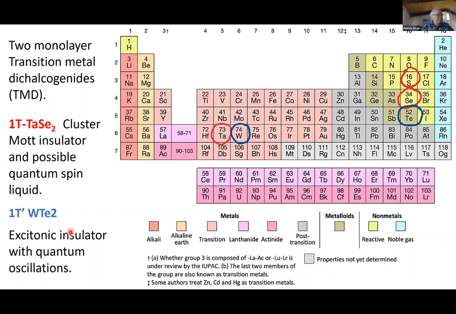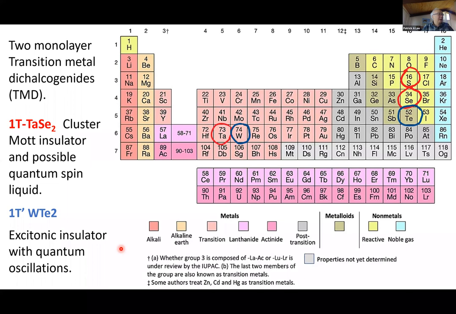Okay, so first of all, these are side by side on the periodic table. So that means that tantalum diselenide has an odd number of electrons per unit cell. And so that's why it could become a Mott insulator. If you have an odd number of electrons per unit cell, it's either a metal or a Mott insulator. Now, tungsten ditelluride has an even number of electrons per unit cell, and that would end up being either a band insulator or a semi-metal. So naively it should be a semi-metal, and the thought is that it becomes insulator because of some other mechanism. Okay, so I'll get into that.